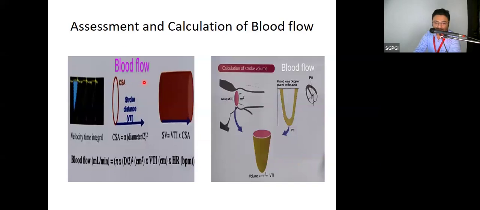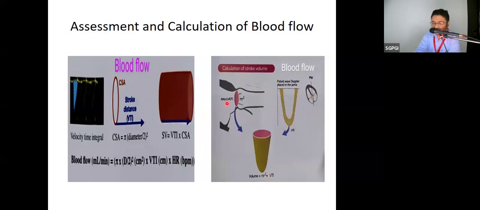So this is basically some physics here. As you can see, this is the velocity time integral. If you see, this is a cylinder. So this is the area. CSA is cross-sectional area. Area is pi r square. This is the stroke volume, so this is VTI into CSA. As you can see, this is the area. Assume it is an aorta here. At the level of the hinge, we have to take the LVOT, and this is the pulse wave Doppler here. So this measurement will be the VTI.